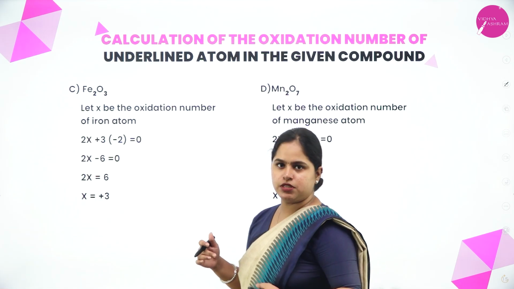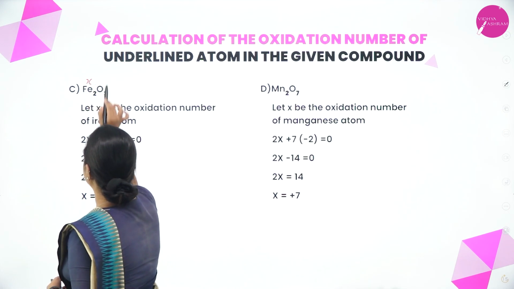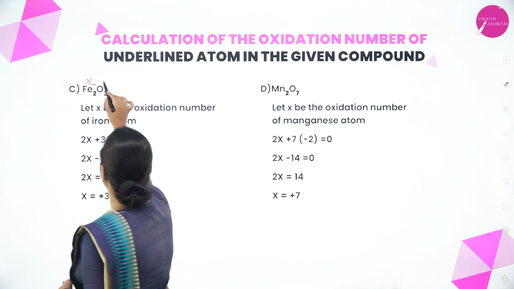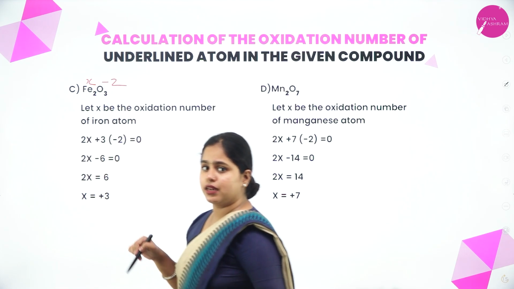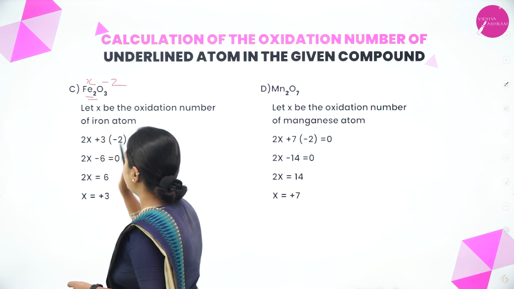So let's follow the same steps. As we don't know the oxidation number of iron, we are keeping it as X. And for oxygen, we know that it is minus 2 for 1 atom. There are 3 here, so 3 into minus 2 we have to do. So let's begin. So iron, how many atoms are there?